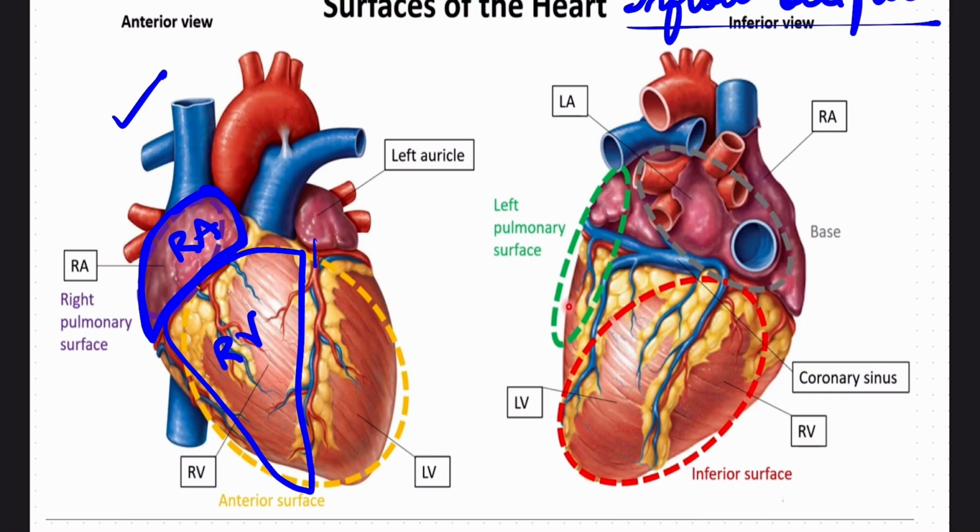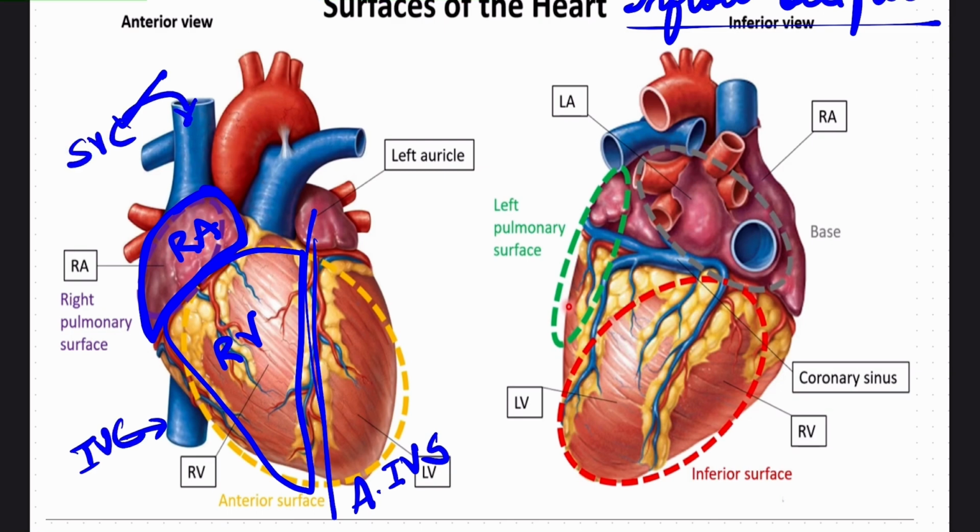In between the two ventricles on the anterior surface is the anterior interventricular groove. Since it is present on the anterior surface, in between the two ventricles, the groove is given the name anterior interventricular septum. This is the IVC, inferior vena cava. This is the superior vena cava. This is the pulmonary trunk, and the main pulmonary branches.